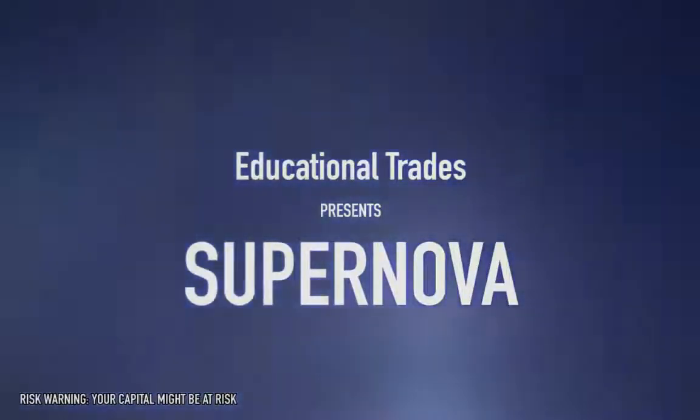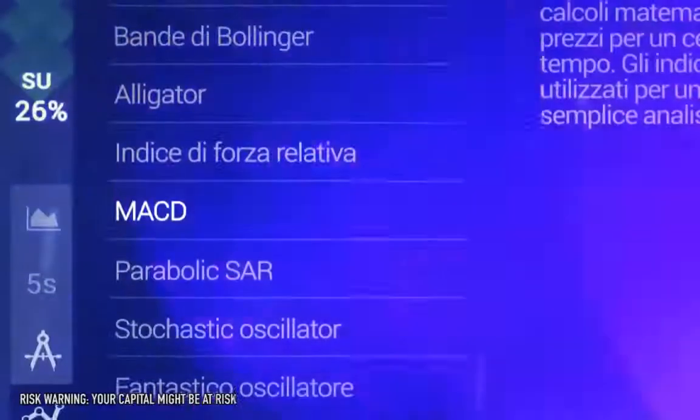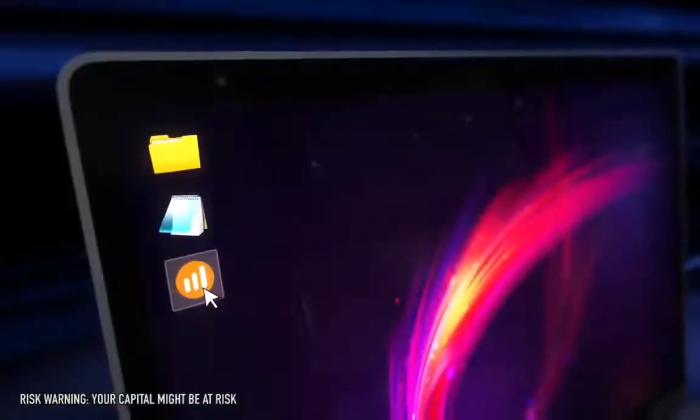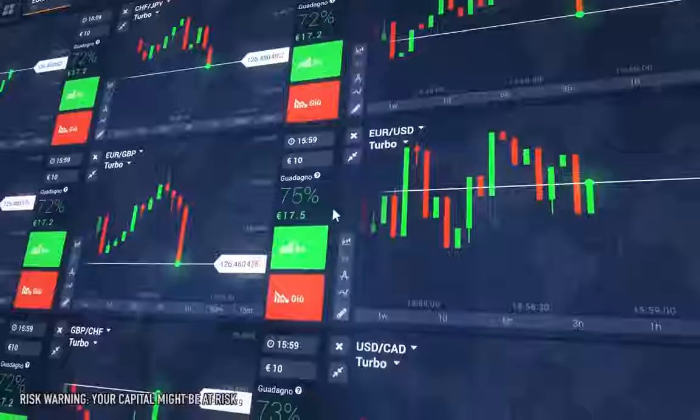I suggest you practice it on your demo account before investing your savings. I remind you that this is not investment advice.